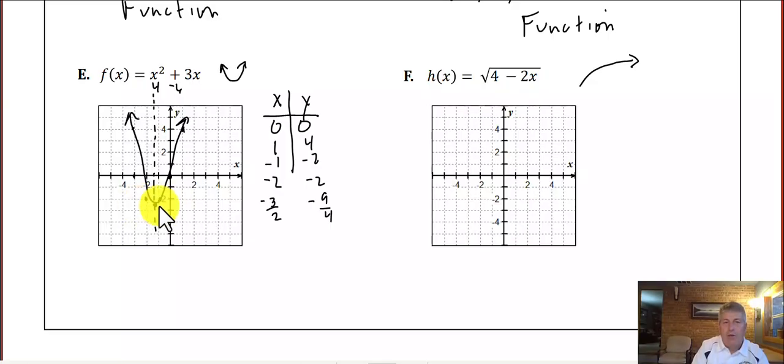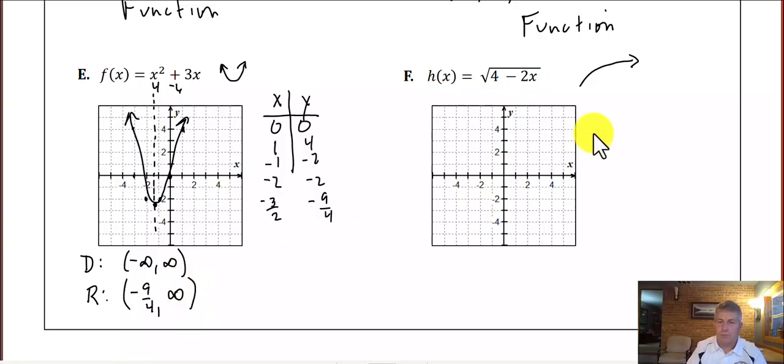We don't have any y values that are below -9/4, but everything above, and we can put anything in for x that we want. So our domain is going to go from negative infinity to positive infinity, and our range will then extend from the lowest value at -9/4, and our y values extend all the way to infinity.